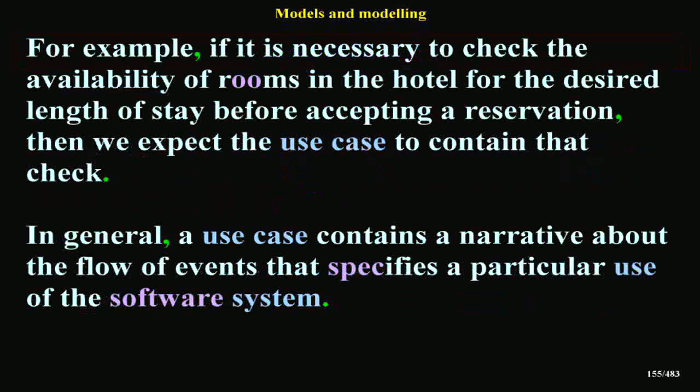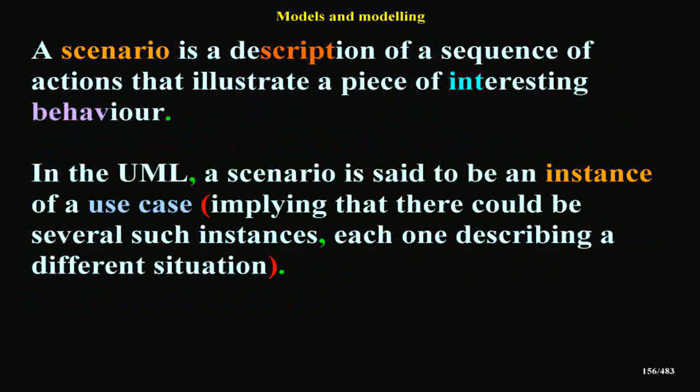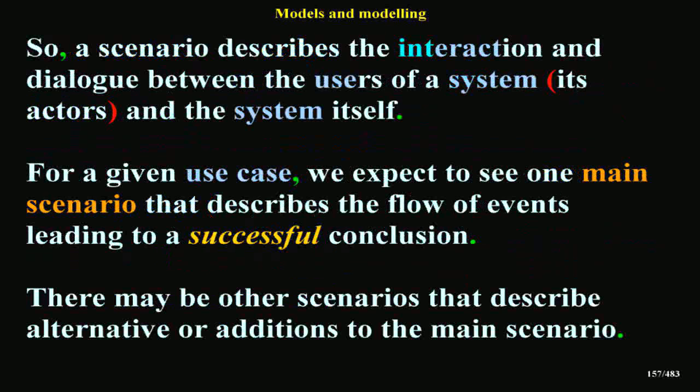In general, a use case contains a narrative about the flow of events that specifies a particular use of the software system. A scenario is a description of a sequence of actions that illustrate a piece of interesting behavior. In the UML, a scenario is said to be an instance of a use case, implying that there could be several such instances, each one describing a different situation. So, a scenario describes the interaction and dialogue between the users of a system, its actors, and the system itself.